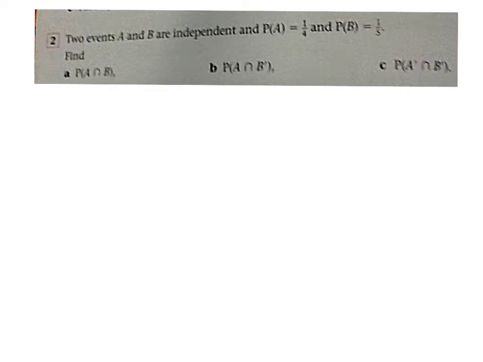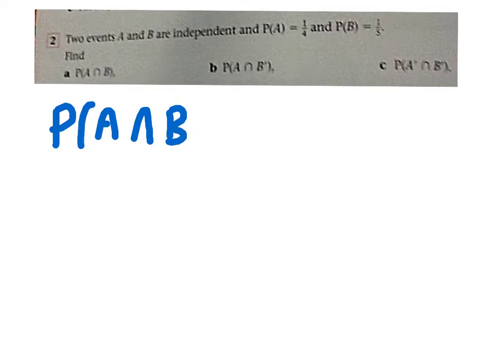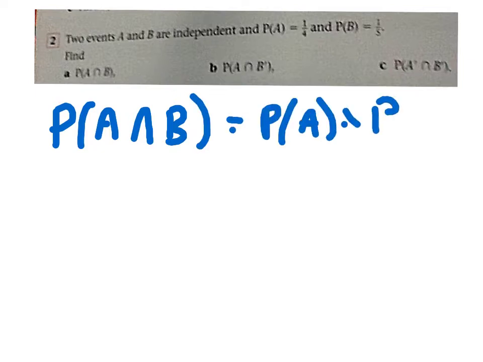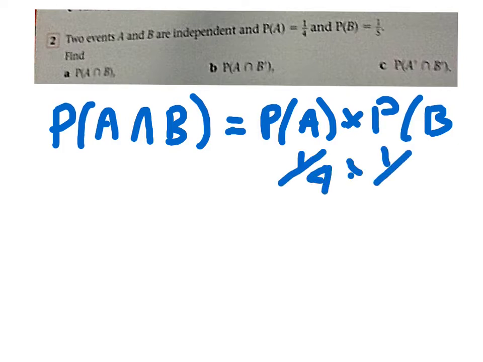Okay, so if two events are independent, the probability of A intersection B is simply the probability of A times the probability of B. So you're showing your understanding of the law of independence by multiplying A and B together, so it's 1/4 times 1/5, which is 1/20.